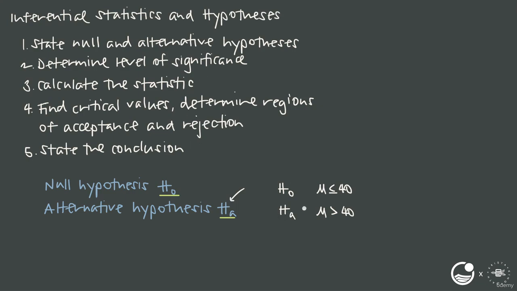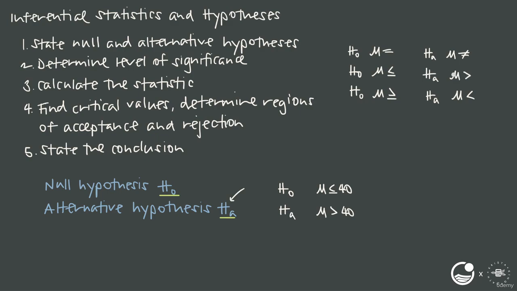Now, when it comes to setting up the null and alternative hypotheses, there are only 3 ways that we can set these up. This second option here is the one we used in our example, where we said that employees in the billing department worked more than 40 hours a week.